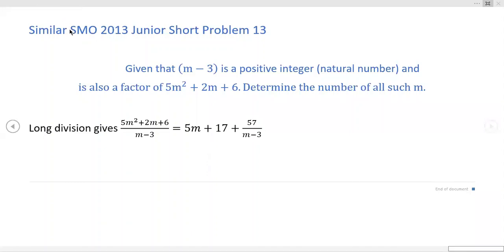This problem I'm going to show you is very similar to the problem back in 2013. I guess it was problem 13 there. But in any event, this is a short problem. It's supposed to be easy. It wasn't particularly easy for me, I'll have to admit.